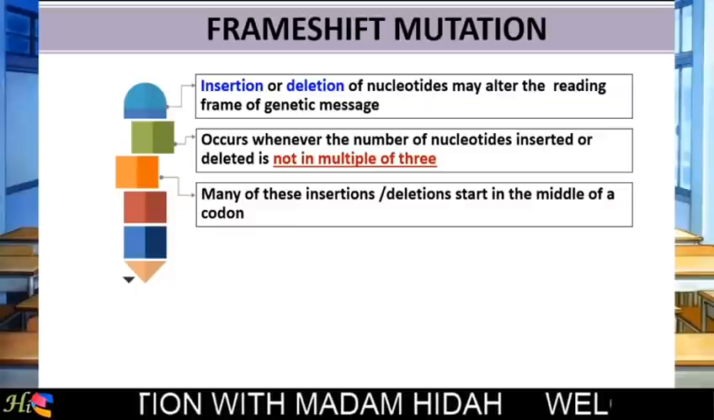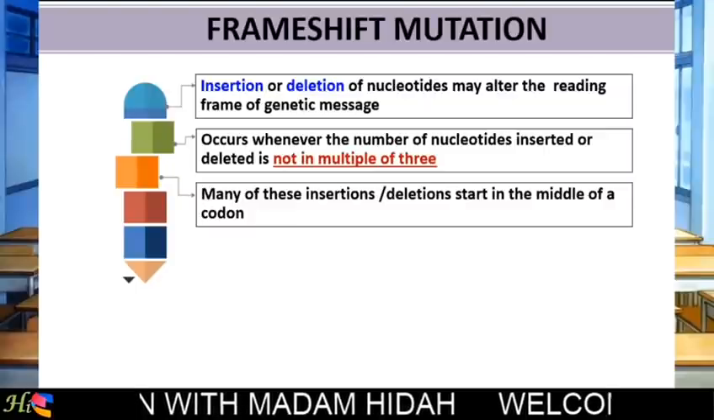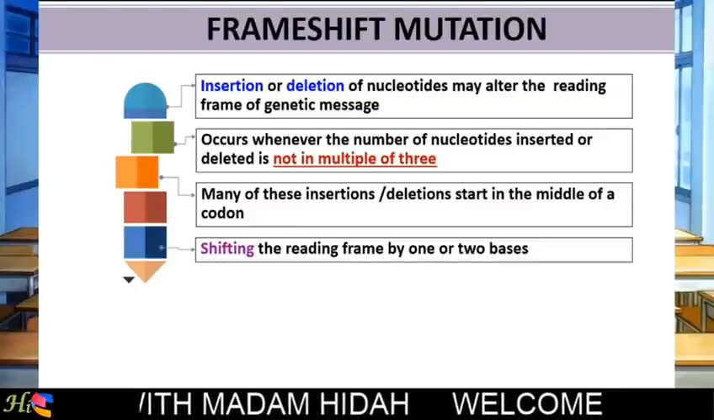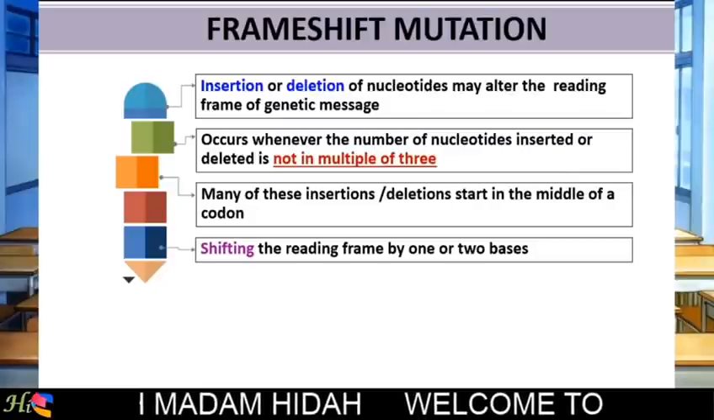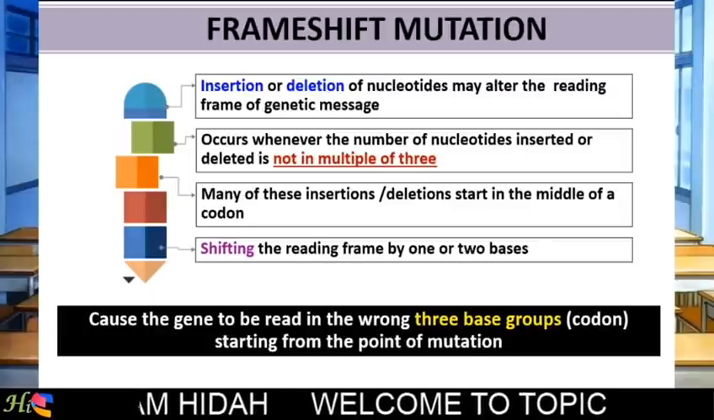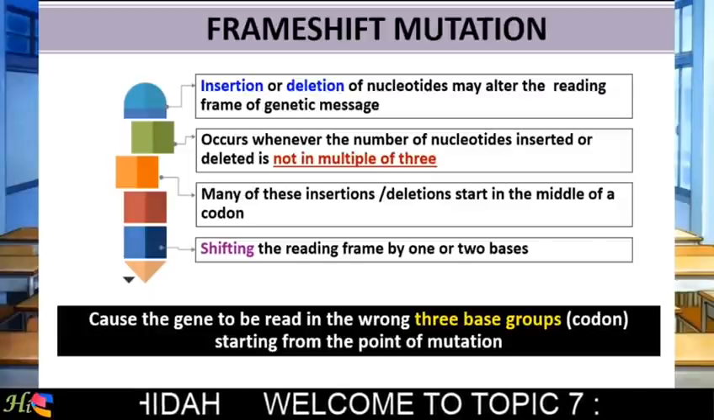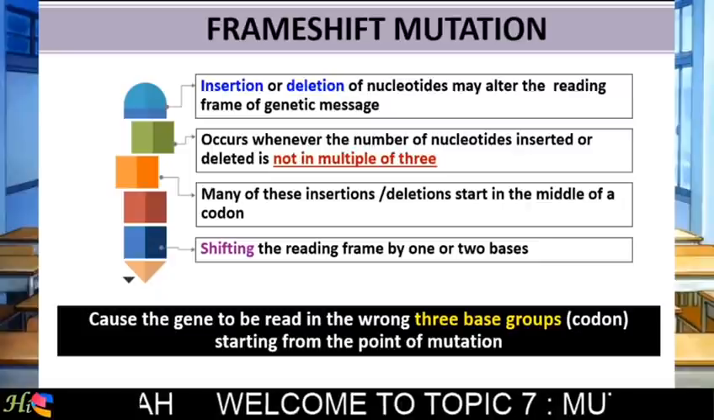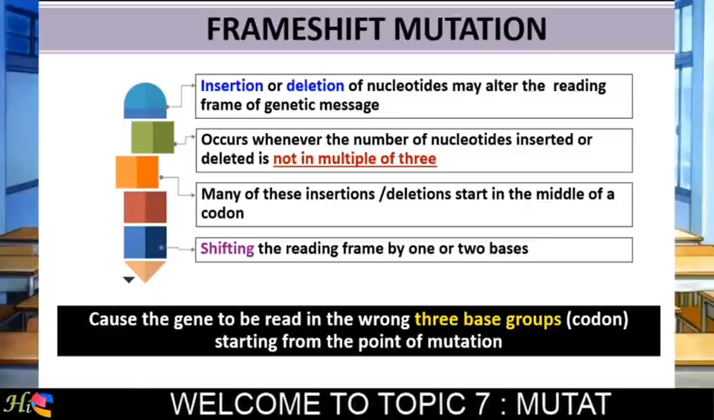Many of these insertions and deletions start in the middle of a codon, thus shifting the reading frame by 1 or 2 bases, resulting in all the nucleotides downstream from the point of insertion or deletion being improperly grouped into codons.